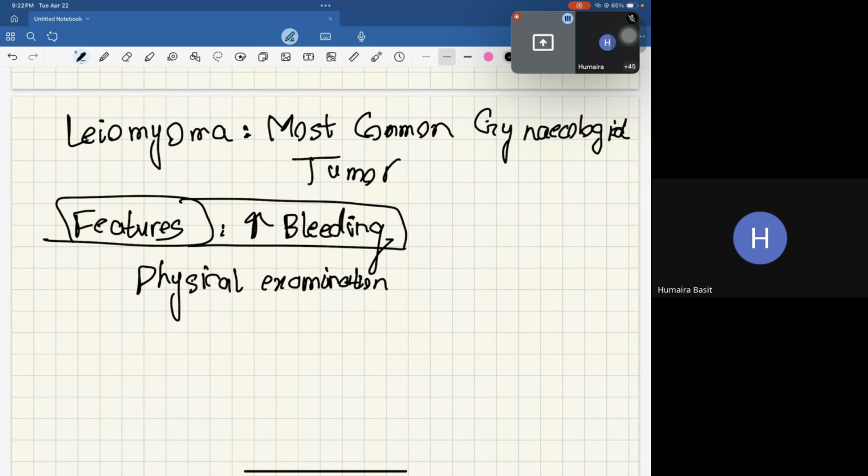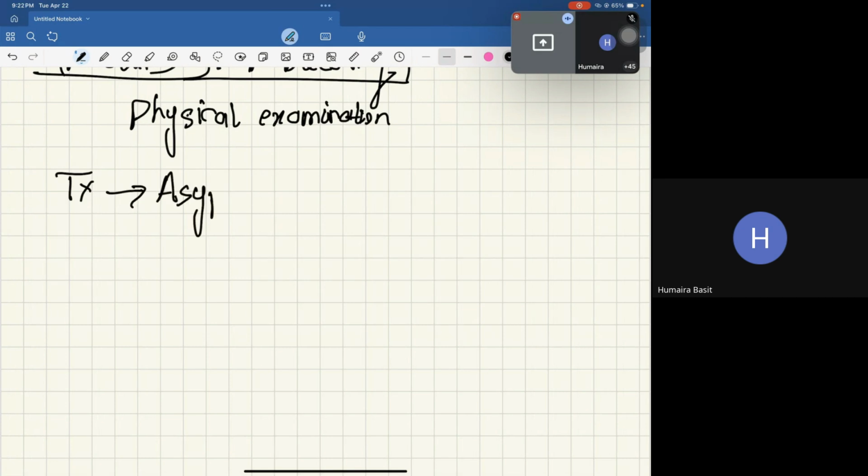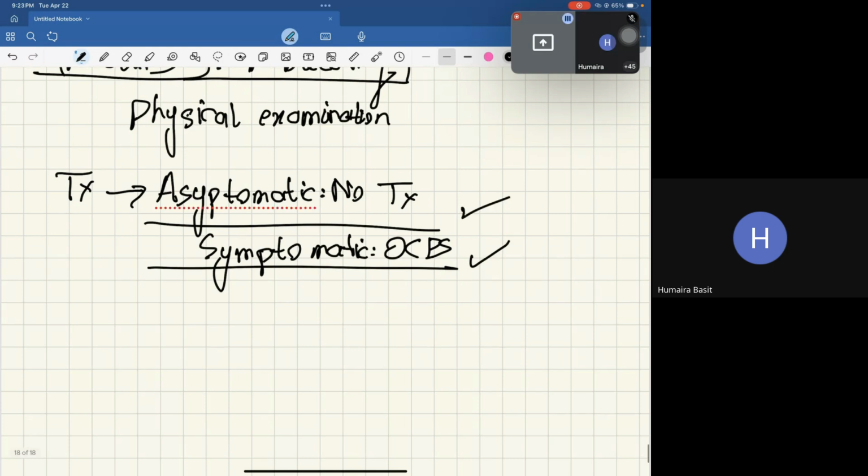Leiomyomas have some other features as well. There will be some kind of pelvic pressure or pain, or problems with urination. So what is the treatment of leiomyomas? If the leiomyomas are asymptomatic, you do not need to do any treatment. But if it is symptomatic, we go for OCPs as the first line treatment. So that will be the treatment of leiomyomas.